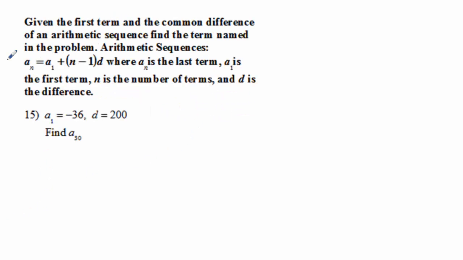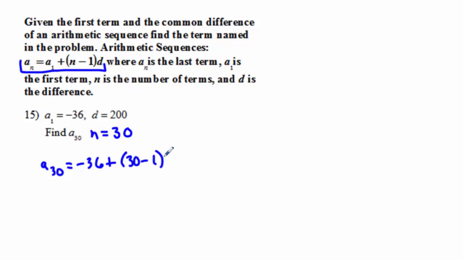Lots of instructions here, but don't let it overwhelm you. They're telling us what formula to use, and then they're actually also telling us what each letter means, which is really helpful to us. So n is 30 because we're trying to find a of 30. A1 is negative 36, d is 200, so let's fill it in. A30 equals A1 plus n minus 1 times d, which is 200.